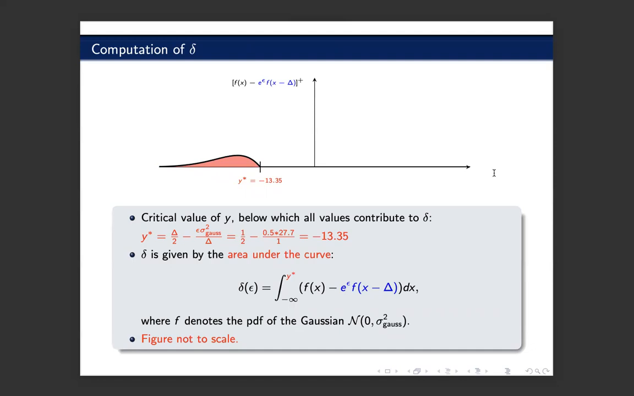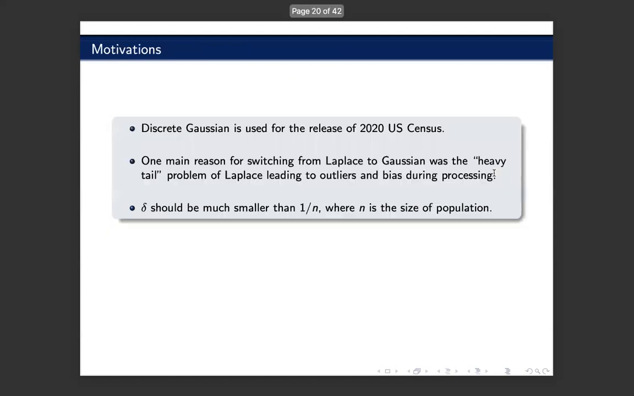For the Gaussian, it's very easy to compute, and this is where that crossover happens. You have to compute every point from minus infinity to that point, and this of course depends on delta, the variance of the Gaussian, and the epsilon that you want to have. So that is about Gaussian.